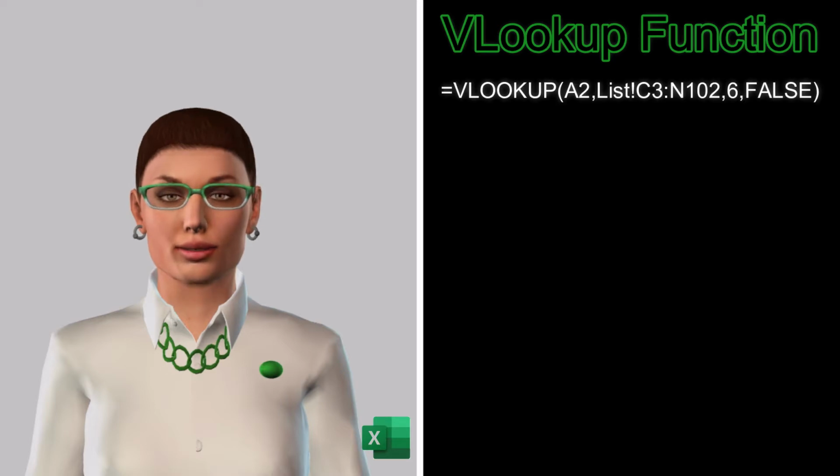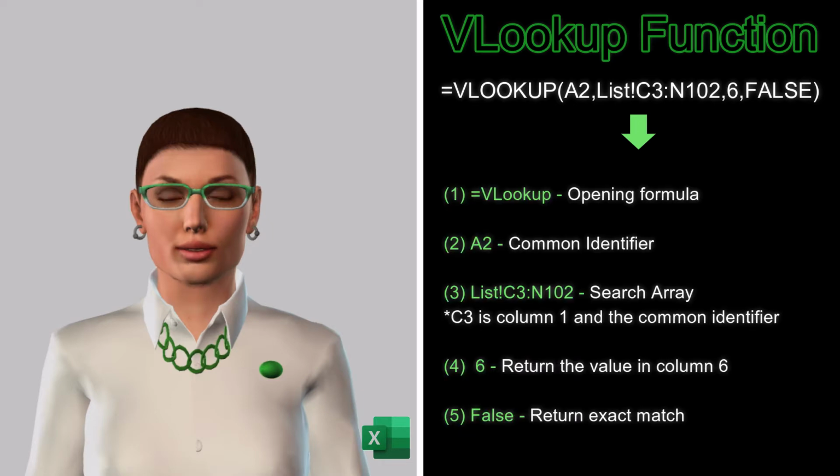The formula on your screen is an example of the VLOOKUP formula. Let's break it down into manageable pieces. So number one, VLOOKUP is your opening formula. Number two, A2 is your common identifier. Number three, this is your array or your search area.